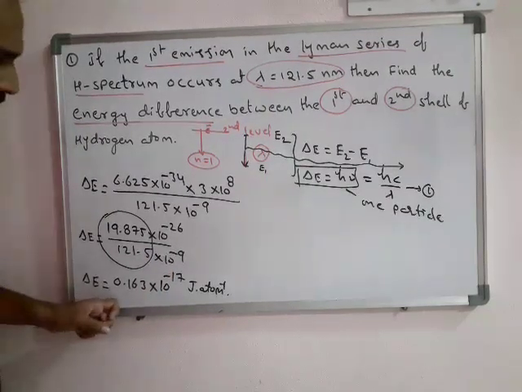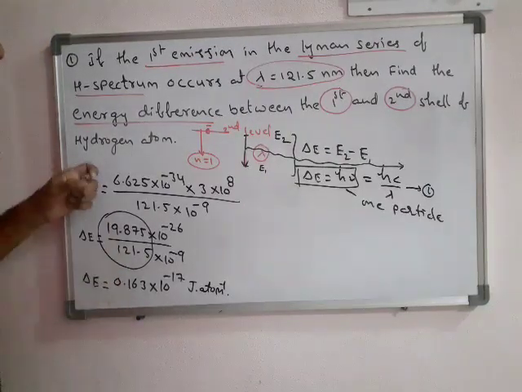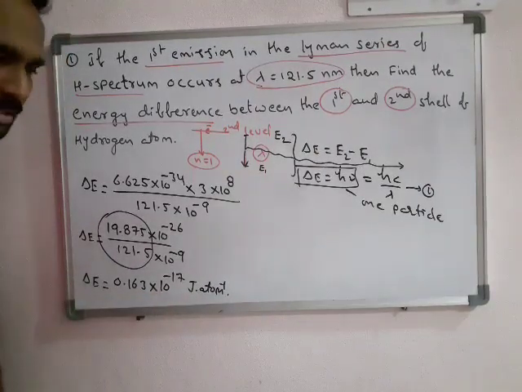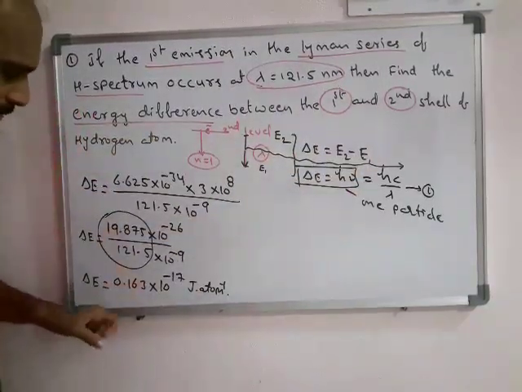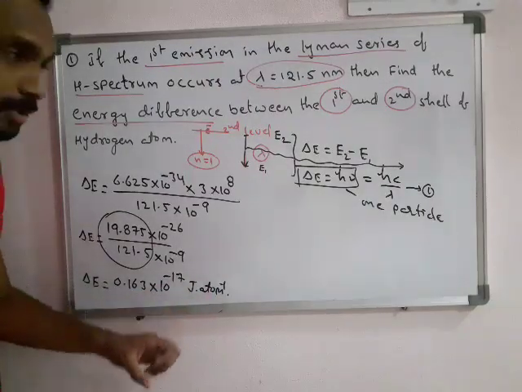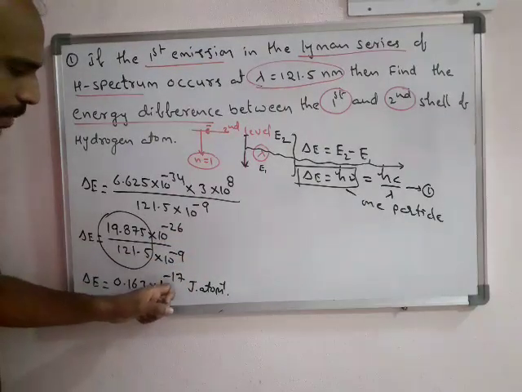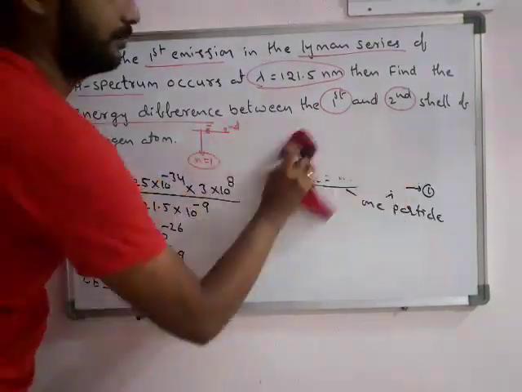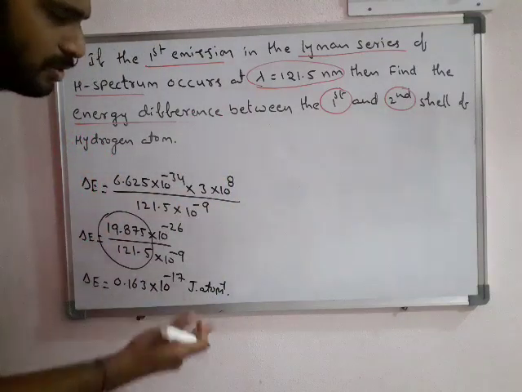Sometimes in some questions it is also mentioned to find the energy in terms of moles. So the energy difference in that atom for the first and second levels is 0.163 into 10⁻17 joules per atom. Sometimes the same problem asks for moles. In multiple choice questions, the answers may be in joules per atom or joules per mole.